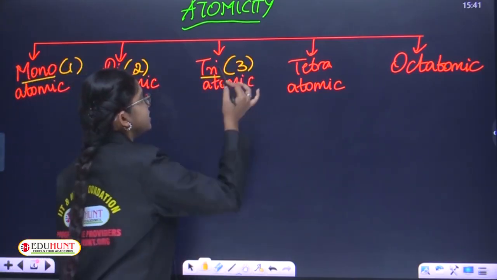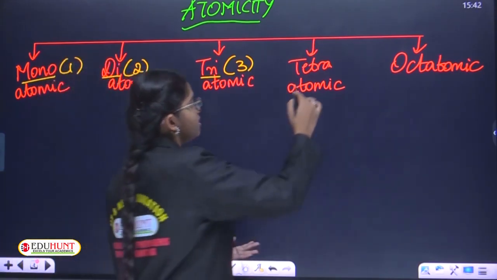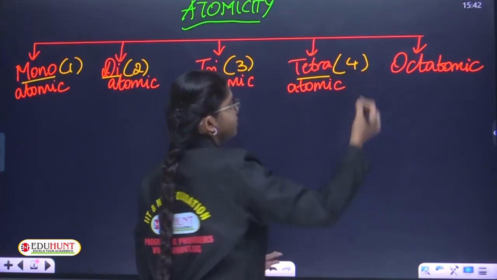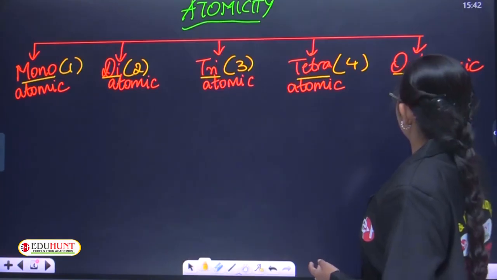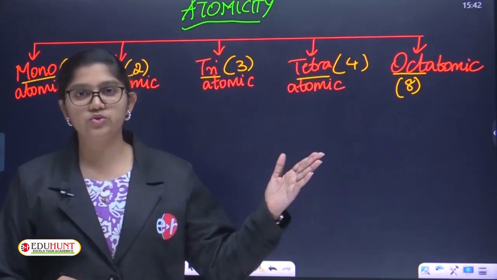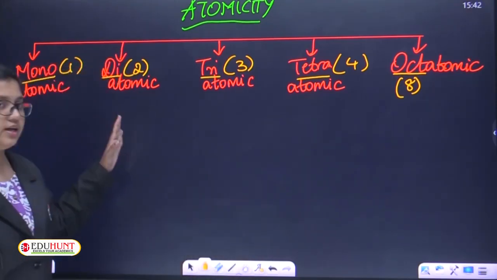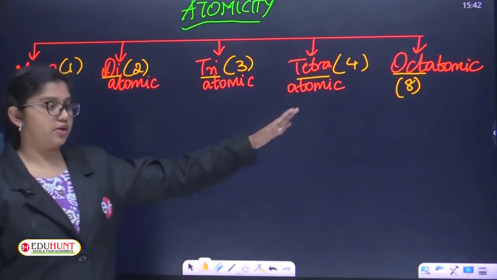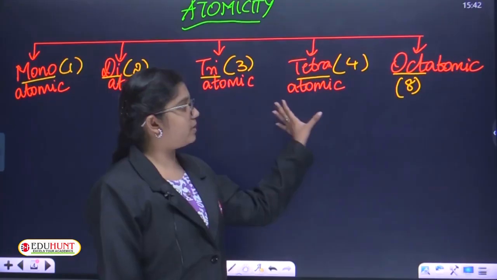Coming to tri. Tri means 3 atoms present in that particular element. Okay, tetra means 4. Okay, then what do you mean by octa? Octa means 8 in number. Okay, so poly means more than 2, na? These 3 we can write under the condition of polyatomic. Okay, mono, di and poly. In that poly classification, they are divided into tri, tetra and octa. There are so many, but these 3 main ones I just included here.